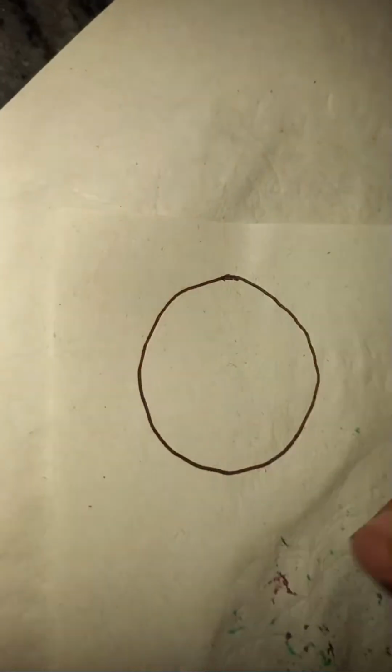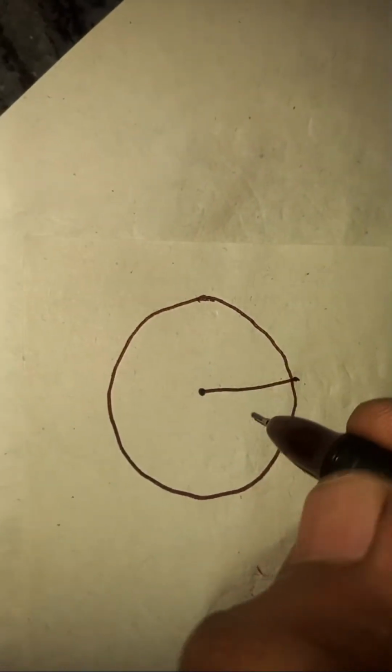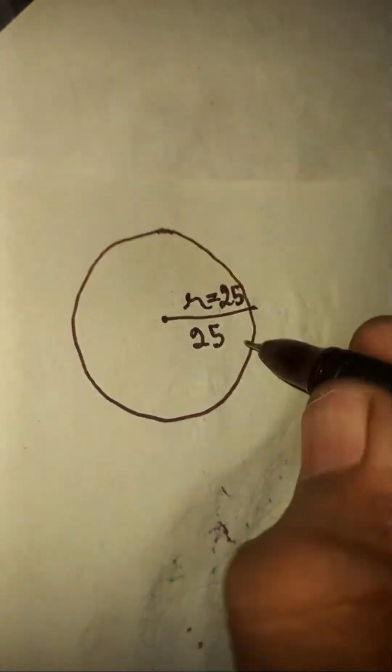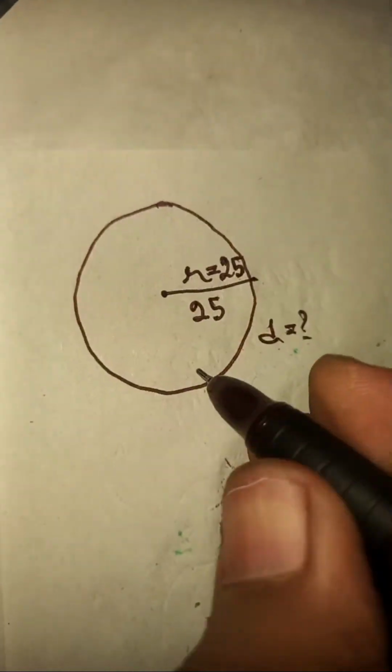Let's take even one more circle. Now I take the circle and do one more problem. Here I'm going to tell what's the radius and diameter again. In this circle they have given that the radius of the circle is 25 units. When radius is 25 units, now also find what's the diameter.